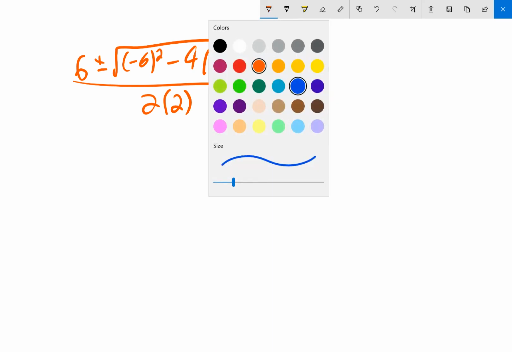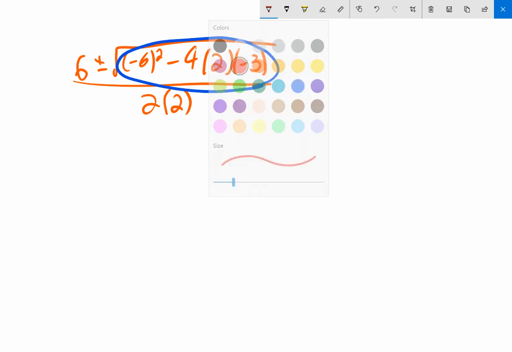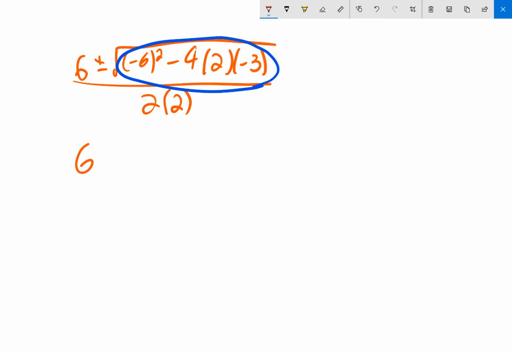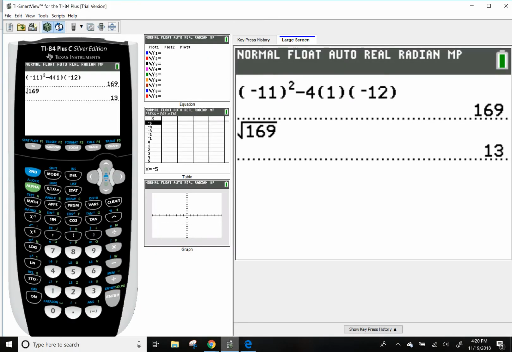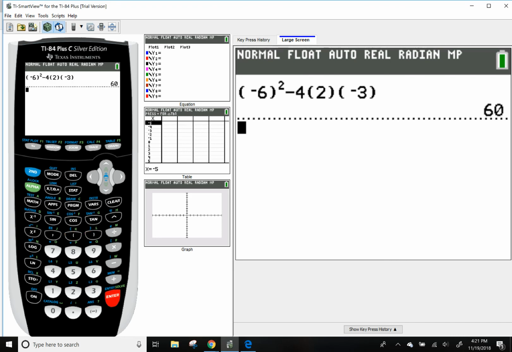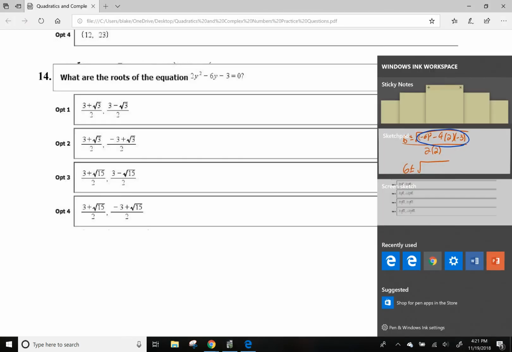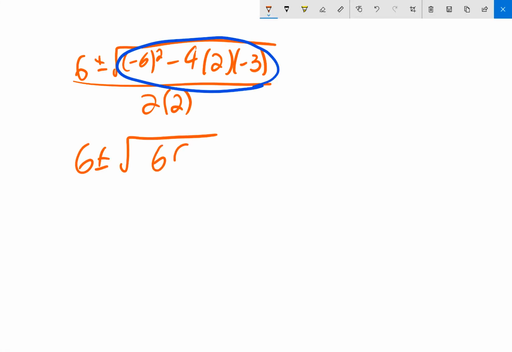So now I'm going to type in my calculator everything that's inside this, and we'll see what that gets me. So I'll have 6 plus minus, and then we'll see what's inside the square root. So I'm going to have negative 6 in parentheses squared minus 4 times 2 times negative 3, which equals 60. So this is one that gets a little more fun. So I'm going to have 60 inside the radical. And then 2 times 2 at the bottom is 4.